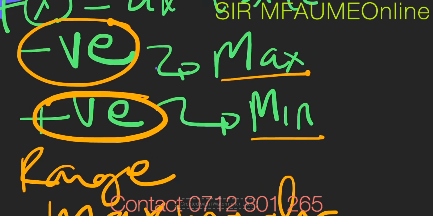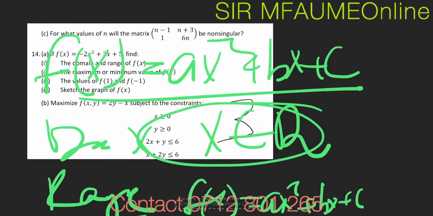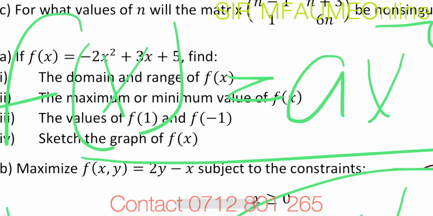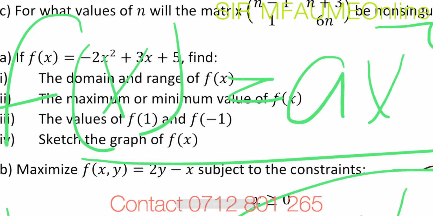From this question, let us maximize this one. It is given that f of x equals negative 2x squared plus 3x plus 5. We need to find the domain and range. As I said before, the domain must always be all real numbers in case you don't give any value of x. For the range, it depends: either it is a maximum or it is a minimum.